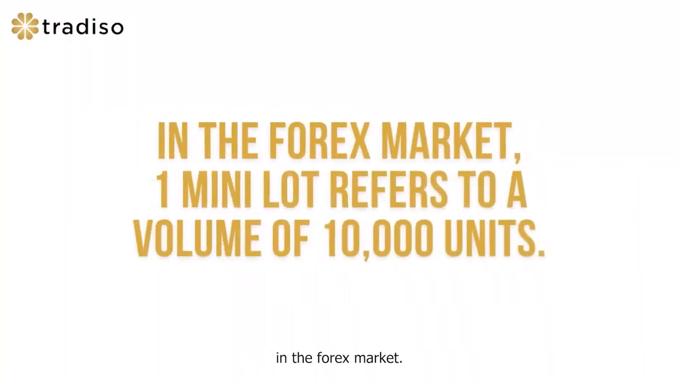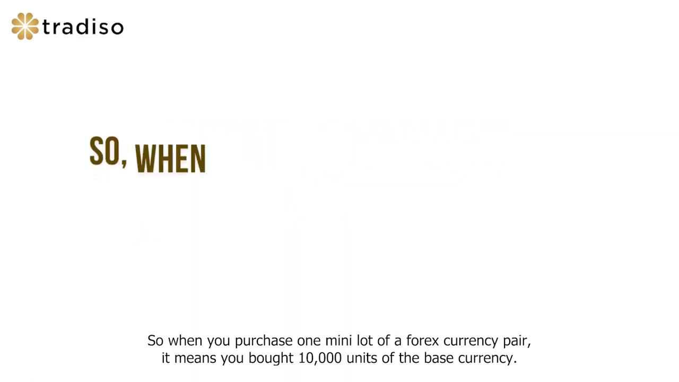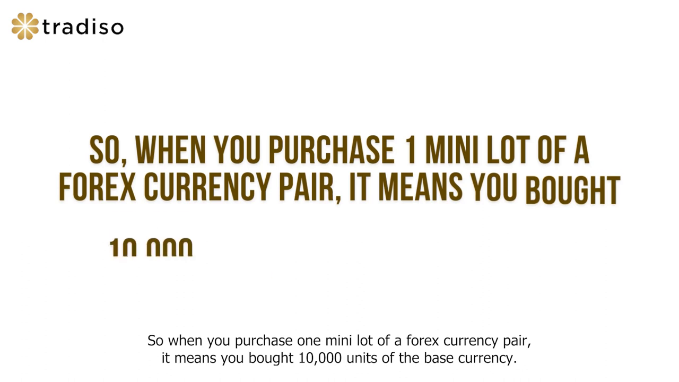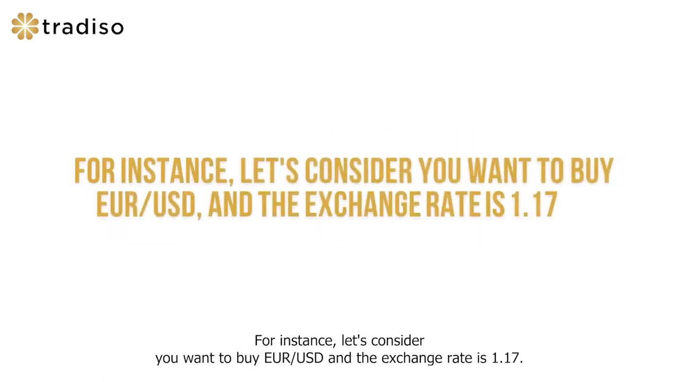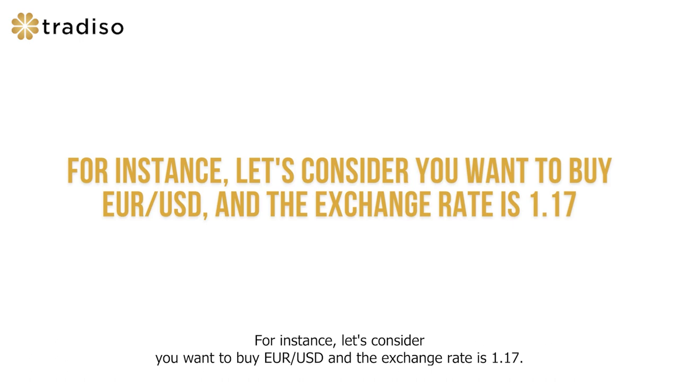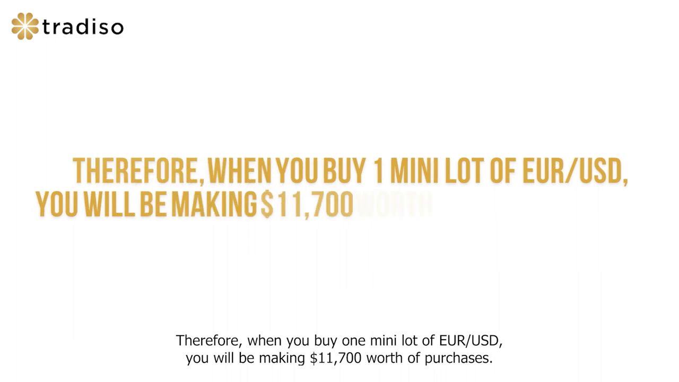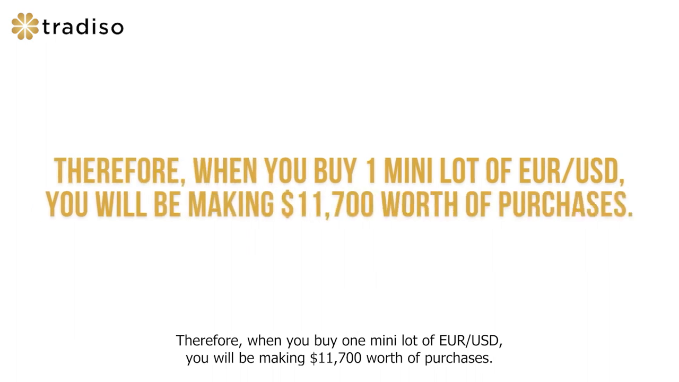In the Forex market, 1 mini lot refers to a volume of 10,000 units. So when you purchase 1 mini lot of a Forex currency pair, it means you bought 10,000 units of the base currency. For instance, let's consider you want to buy a EUR/USD, and the exchange rate is 1.17. Therefore, when you buy 1 mini lot of EUR/USD, you will be making $11,700 worth of purchases.